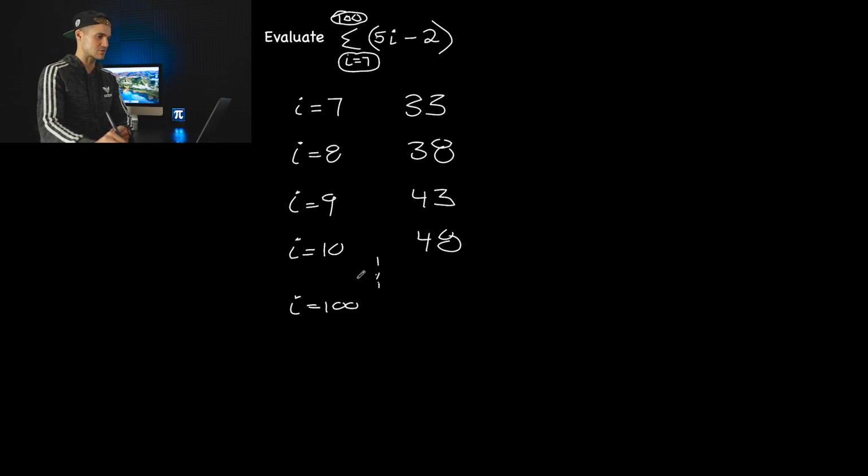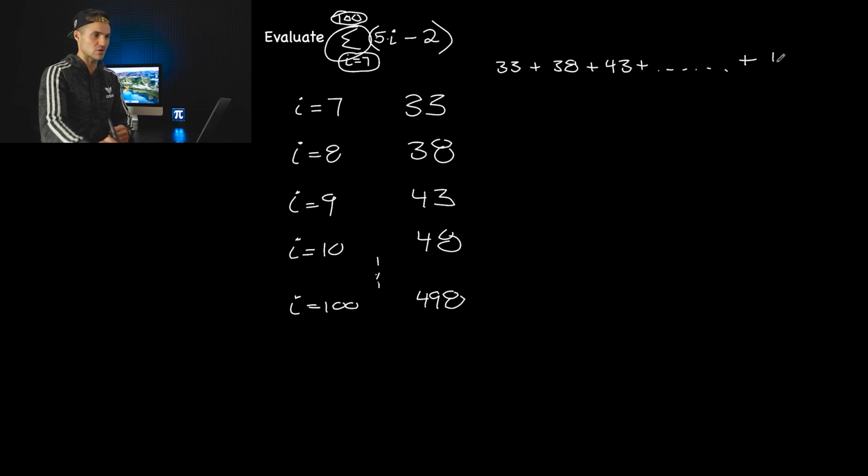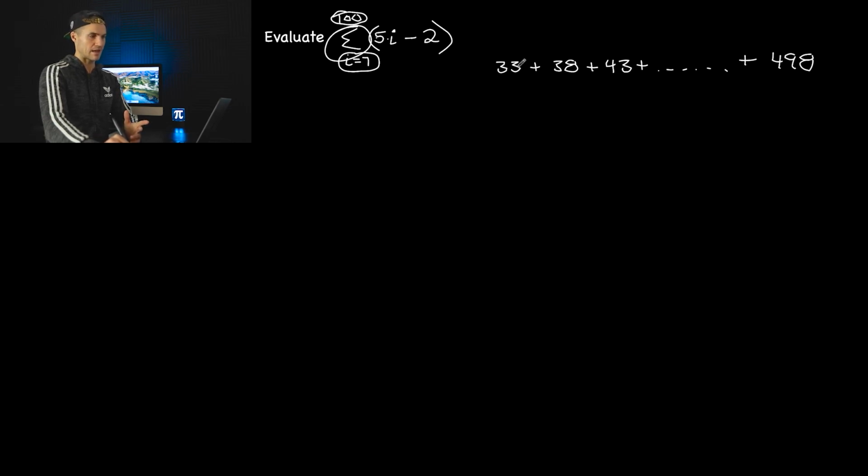Let's actually get the last term. If we plug in 100, 5 times 100 is 500, minus 2 gives us 498. That's the last term. Now, what this sigma means is that you're adding all these terms, so we could rewrite this as 33 plus 38 plus 43 plus, and so on, all the way to that last term of 498.